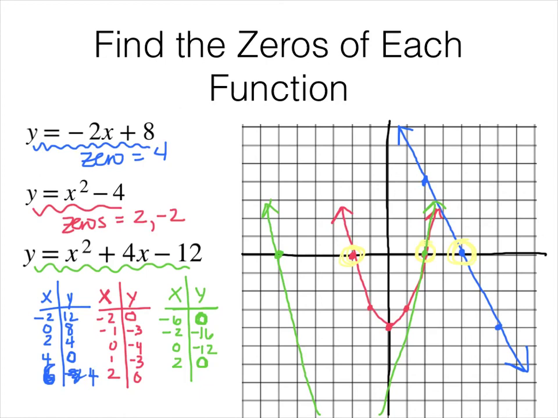So when we're looking at zeros in class, you might be doing so right from a graph, or you might be doing so from the calculator screen as well. So what are the zeros for this last one? The zeros were negative 6 and 2. So again, zeros, same thing as x-intercepts.